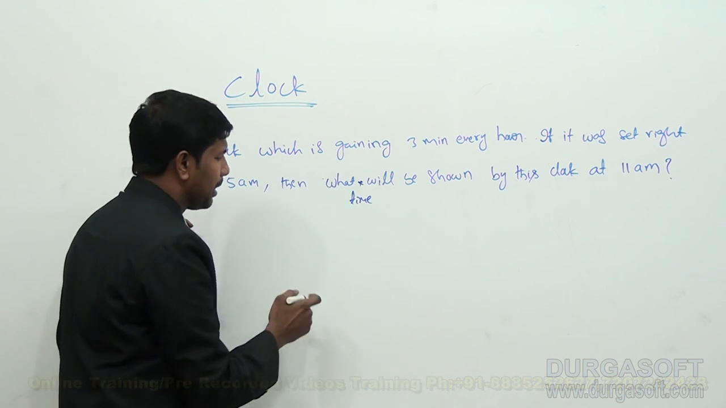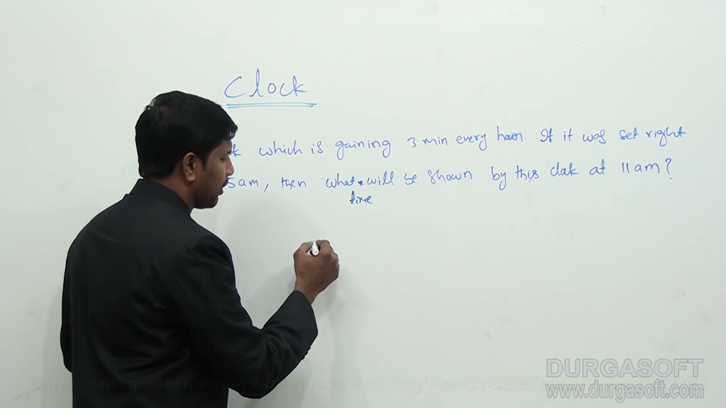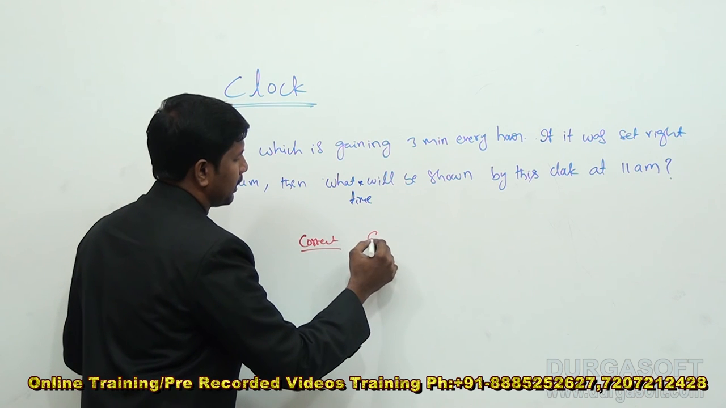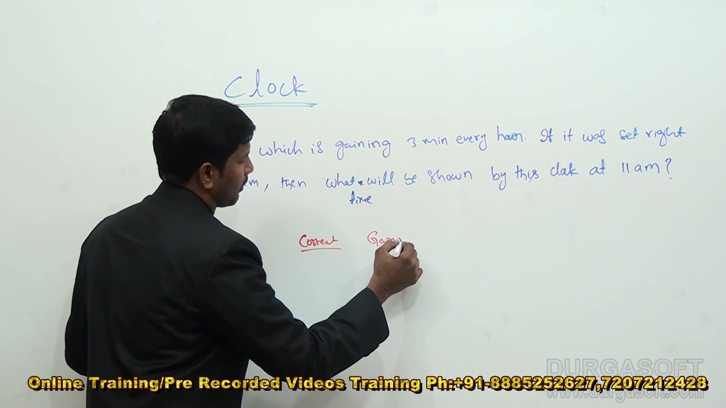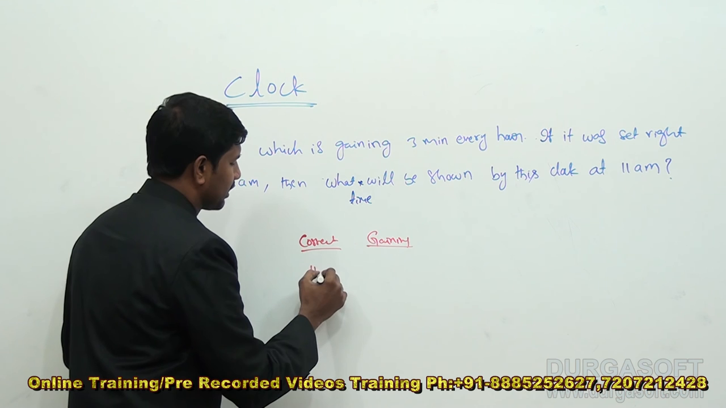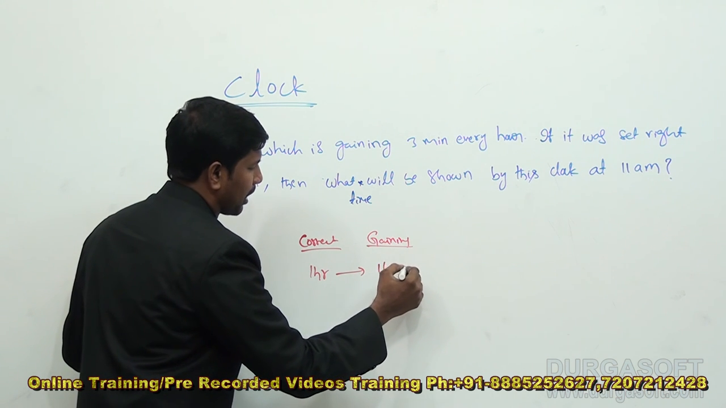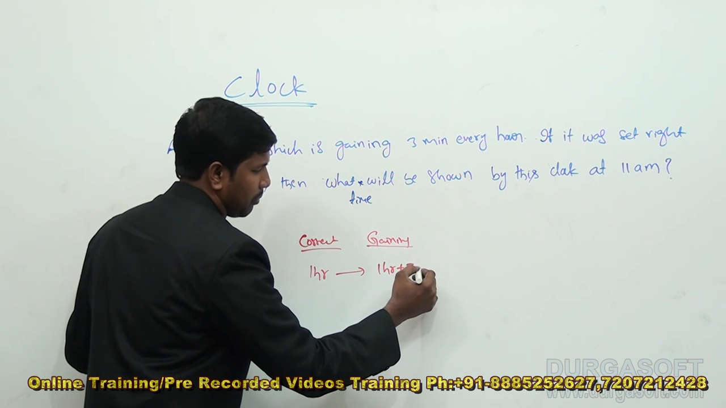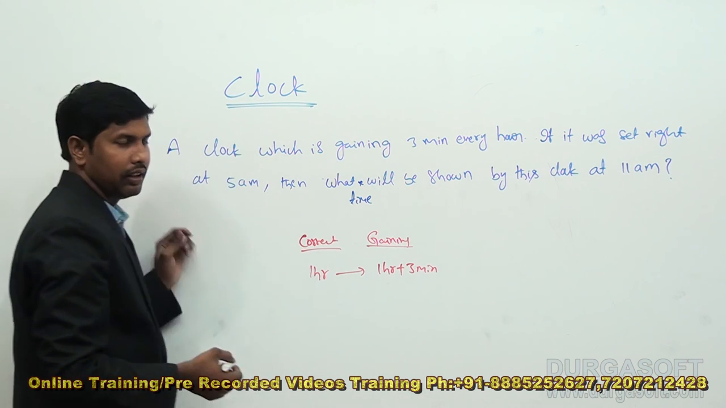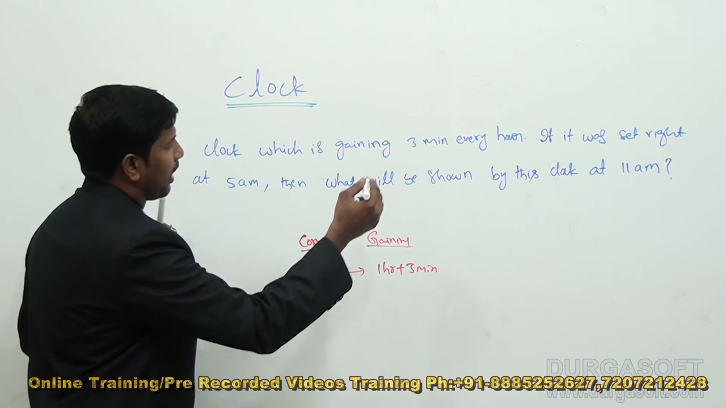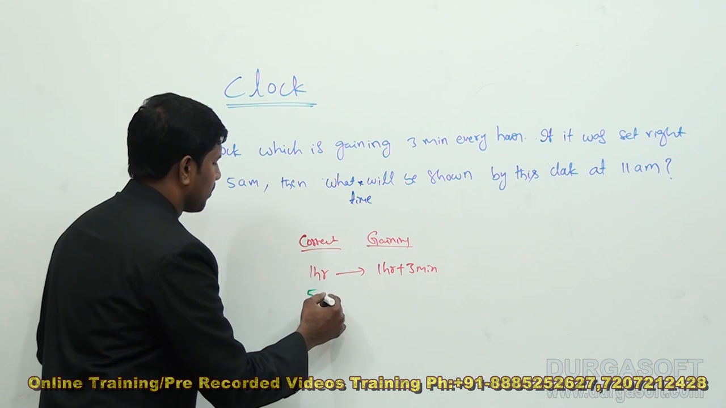Now, gaining 3 minutes means what? We are having two clocks. One is a correct clock, the other one is a gaining clock. So whenever this clock is showing 1 hour, this gaining clock will show 1 hour plus 3 minutes. That is the meaning. Now, this clock was set right at 5 a.m.